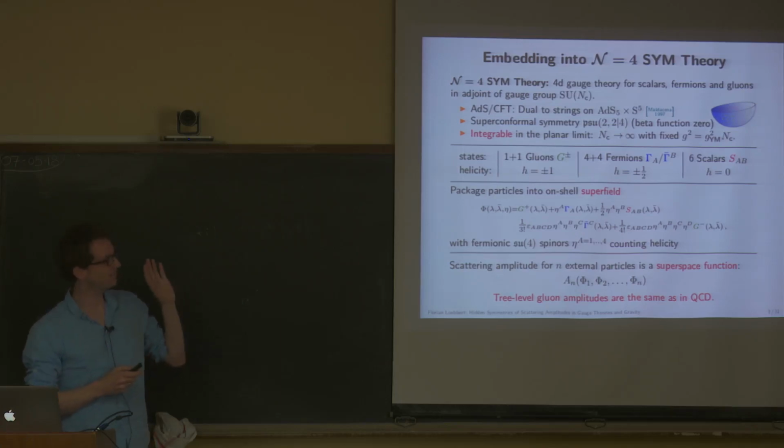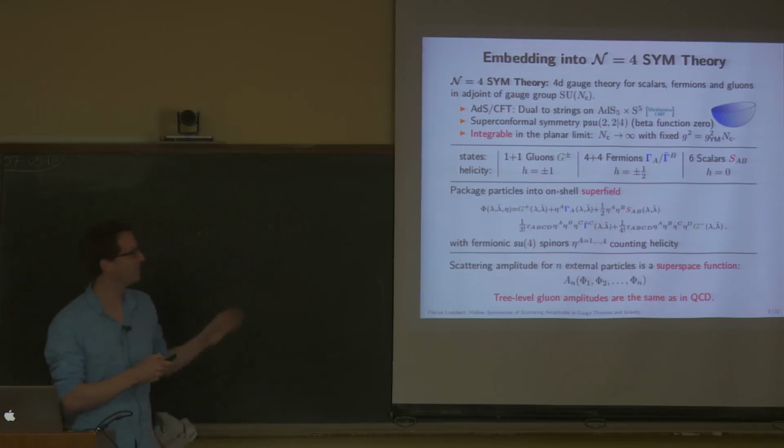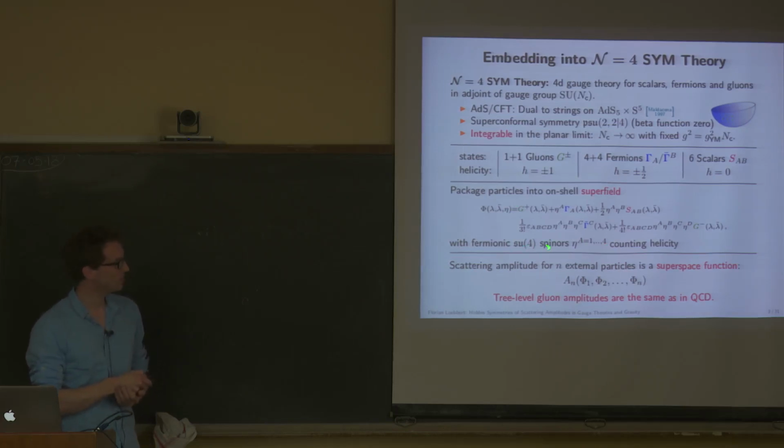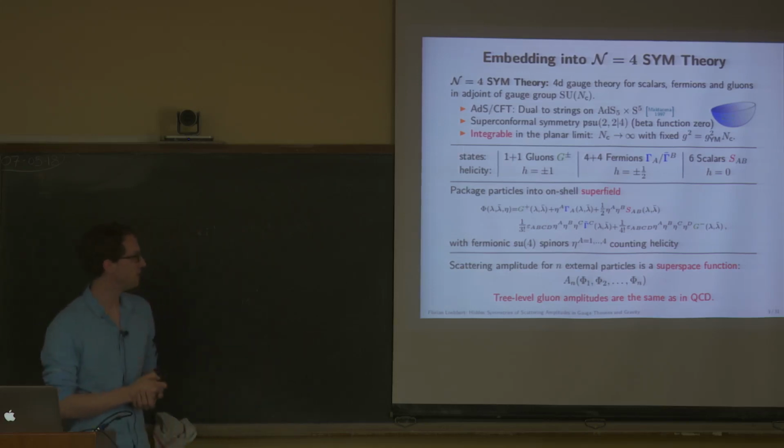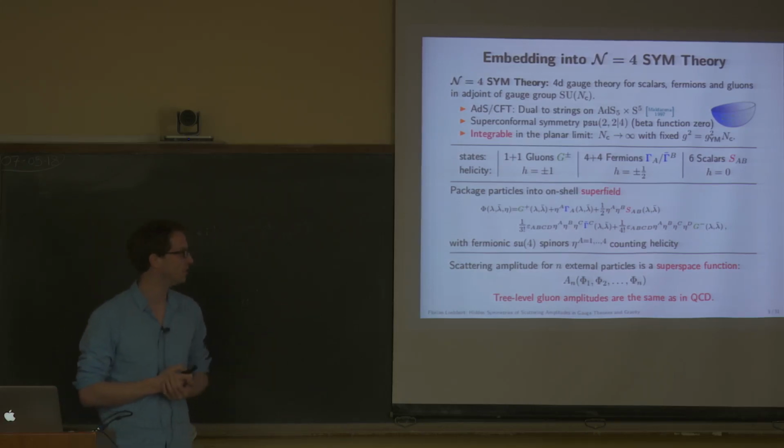So I'm now interested in scattering in this field theory where I have these on-shell states, so no gravity at all, and I want to package these into a super field using such SU4 spinors, Grassmann valued SU4 spinors eta. Doing so, the different powers of these Grassmann spinors measure the helicity of the respective particles. So this is just a convenient way to package my on-shell states. And then the scattering amplitude in this theory is a superspace function, a function of these on-shell fields, and in fact the tree-level gluon amplitudes agree with those in the Yang-Mills theory.